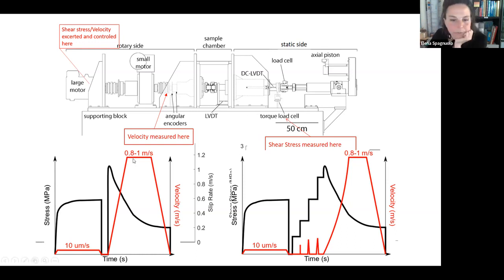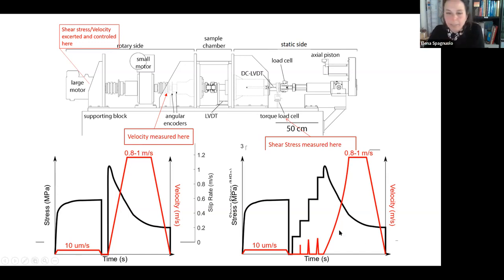This is a classical velocity control test, which consists in applying this velocity ramp and measuring the shear stress, which is here in black. Typically, we start from 0, we go up to a peak value by elastically loading all the machine plus the sample, and then we record the weakening at high velocity. Here it's 1 meter per second.